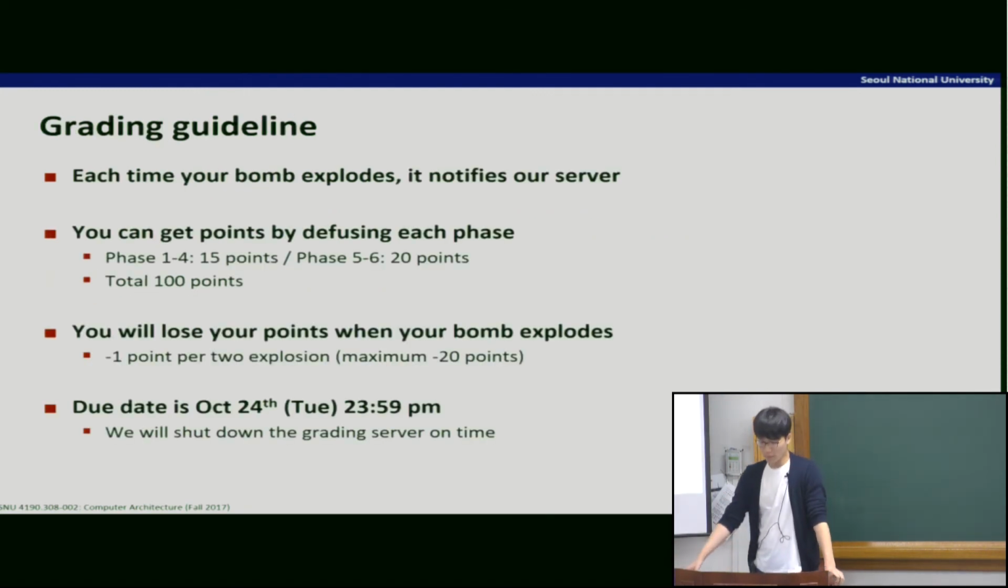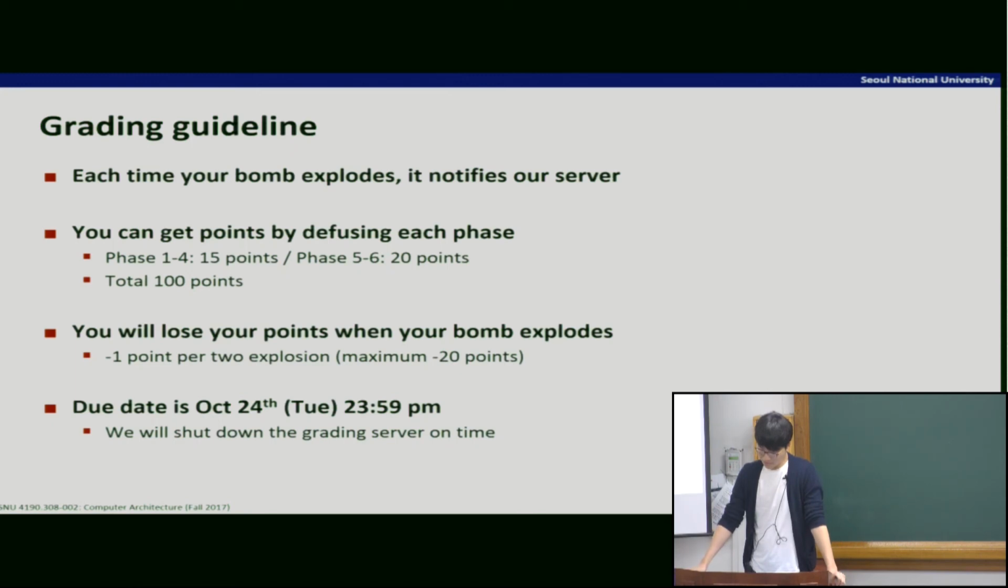And this is the important part, the grading guideline. When your bomb explodes or is defused, it notifies our server automatically. You can get points when defusing each phase. Since phases 5 and 6 are hard to solve, they give you 20 points. Other phases give you 15 points. Also, you will lose points when your bomb explodes.